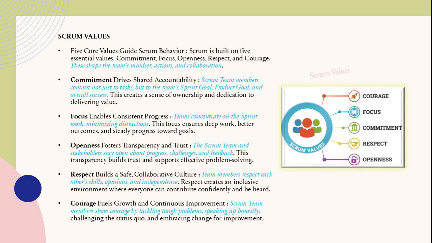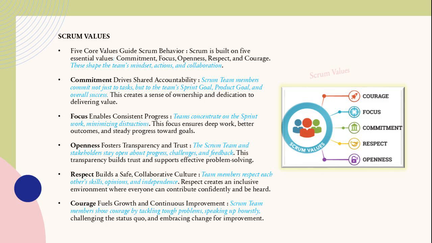Scrum is guided by 5 core values: commitment, focus, openness, respect, and courage. These shape how teams think, act, and collaborate. Commitment: teams commit to the sprint goal, product goal, and shared success, building ownership. Focus: concentrating on sprint work minimizes distractions and ensures steady progress.